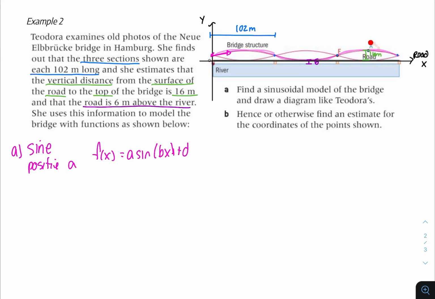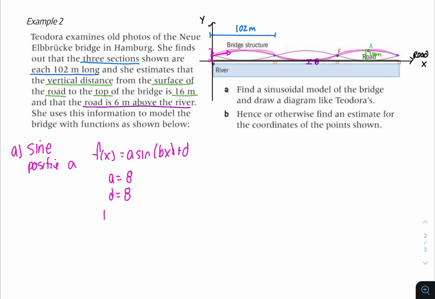So if we use the information of 16, we know from maximum to minimum, it's 16. So that means that my amplitude is going to be half of that. So my amplitude is going to be 8. If we now focus on the principal axis itself, if we are starting from 0 and then going to the maximum is 16, well, that means that the principal axis is also halfway between them, and that would be 8.